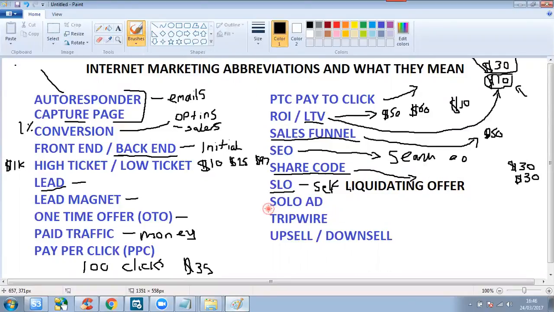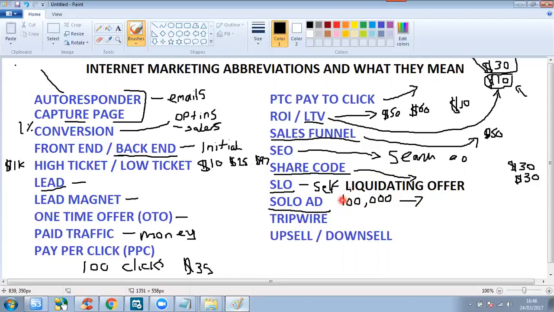Solo ad, this is a type of email advertisement. So what this means is, let's say John has a big email list of 100,000 people, and you want to send out an advert to those 100,000 people. What you can do is you can pay John a certain amount of money to send out your advert to his list, and from that you're going to get people to your website, looking at your business, looking at your products. So that's what a solo ad is.